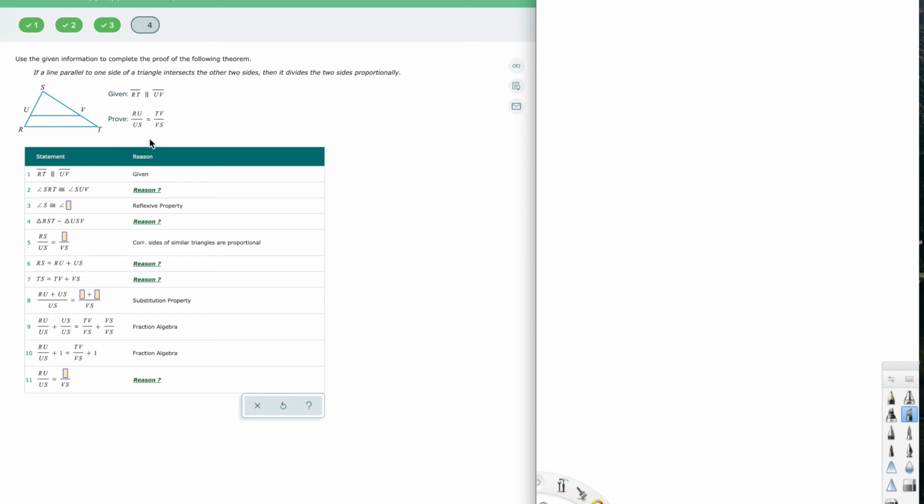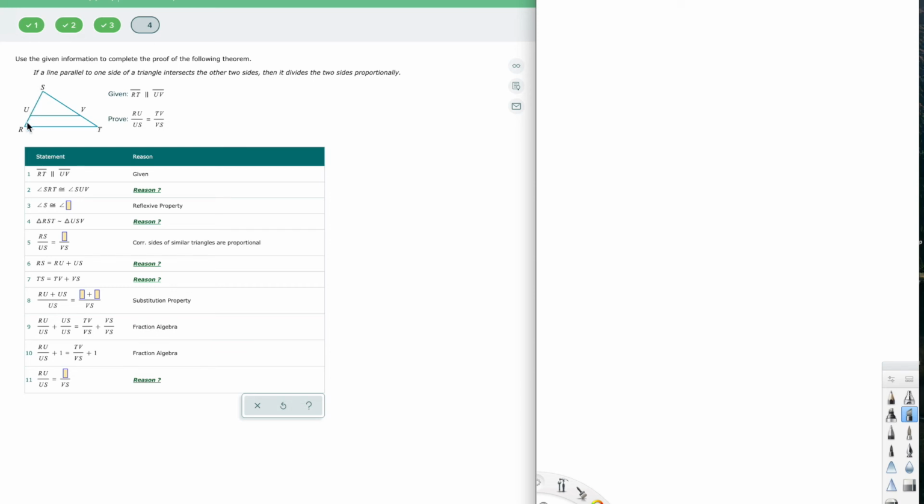So they already gave us the given. They put it down here. So the given was that the two lines are parallel. The line passing through is parallel to the third side. So they put it down here already. It's given. And then they say SRT is congruent to SUV.